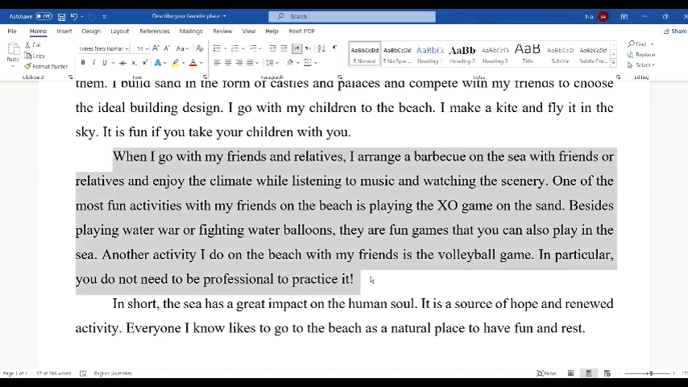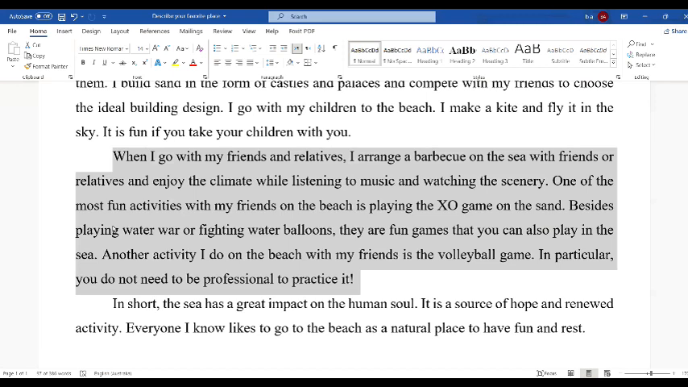When I go with my friends and relatives, I arrange a barbecue on the sea and enjoy the climate while listening to music and watching the scenery. One of the most fun activities with my friends on the beach is playing the XO game on the sand. Besides playing war or fighting water balloons, they are fun games that you can also play in the sea. Another activity I do on the beach with my friends is the volleyball game. In particular, you do not need to be professional to practice it.